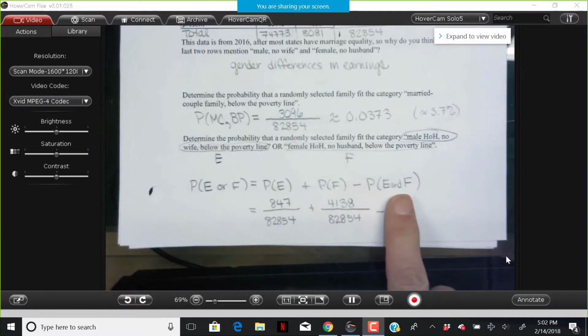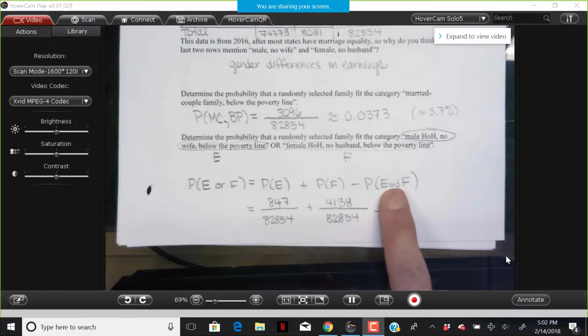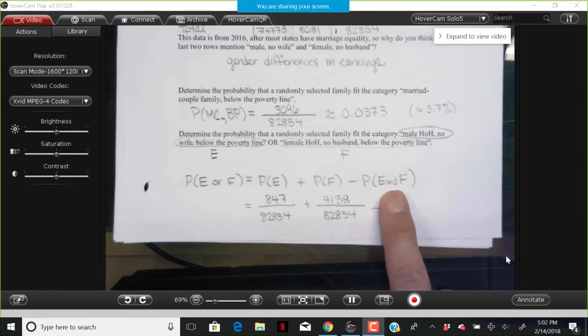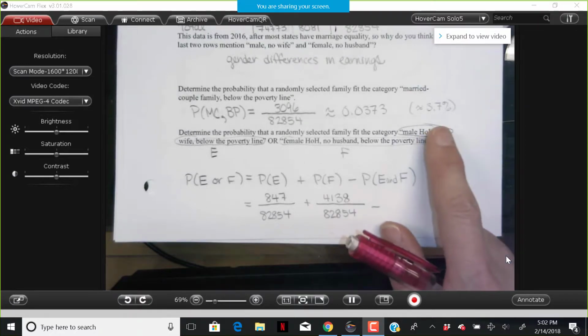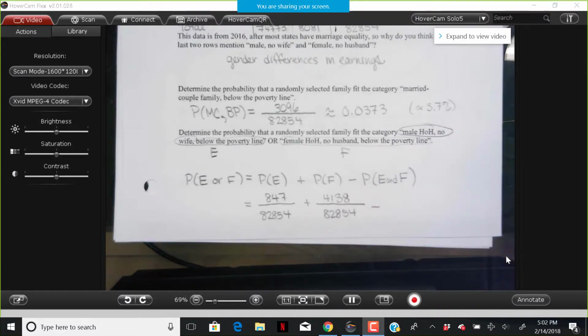Now, E and F, you just have to ask if those two things could happen at the same time. Could you have male head of household, no wife, below the poverty line, and female head of household, no husband, below the poverty line, like in the same house? In the same address? Yeah, if they're renting out. Or cousins. This is true. So let's think about individual records. You're right. If you look at an address, that could happen, right?